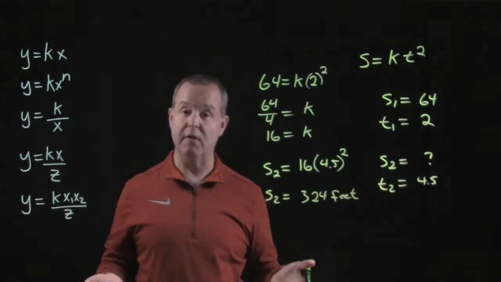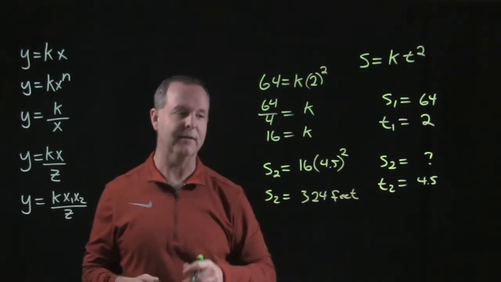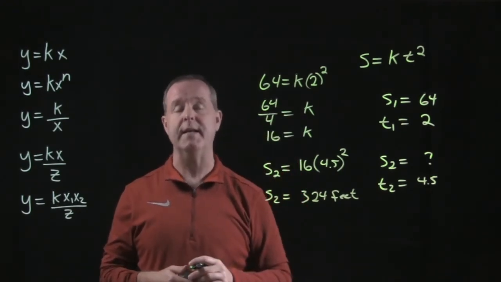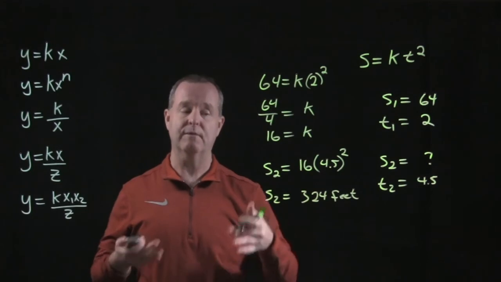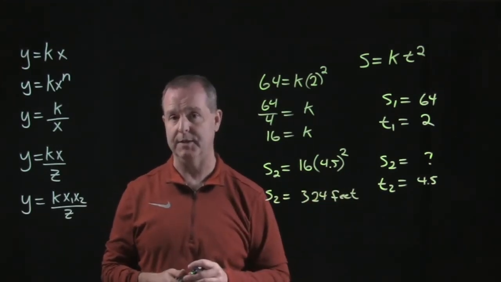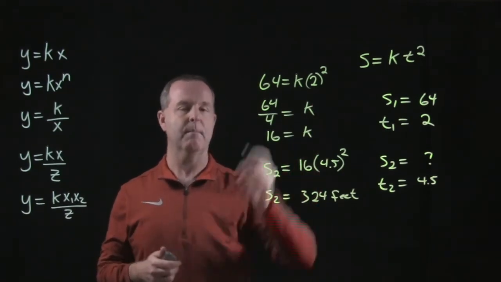I can see that this fall is not linear, because after 4 seconds, he just didn't fall 128 feet. Rather, after 4.5 seconds, he's fallen almost 5 times as much. So we can see the relationship varies directly by a power.